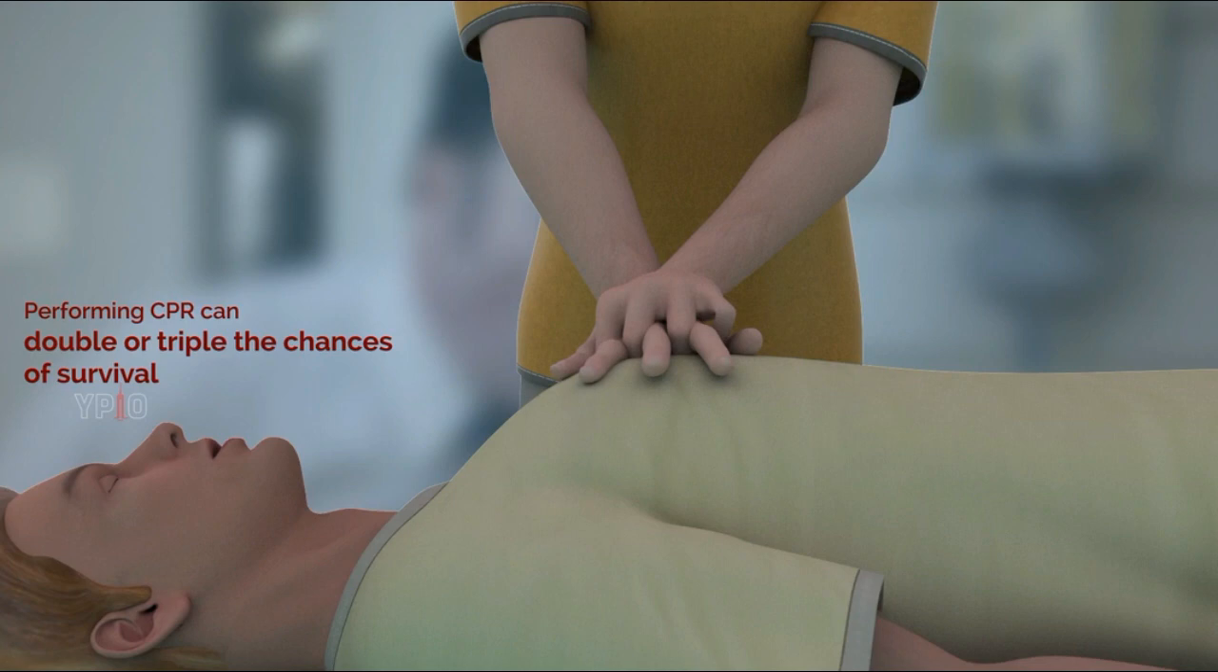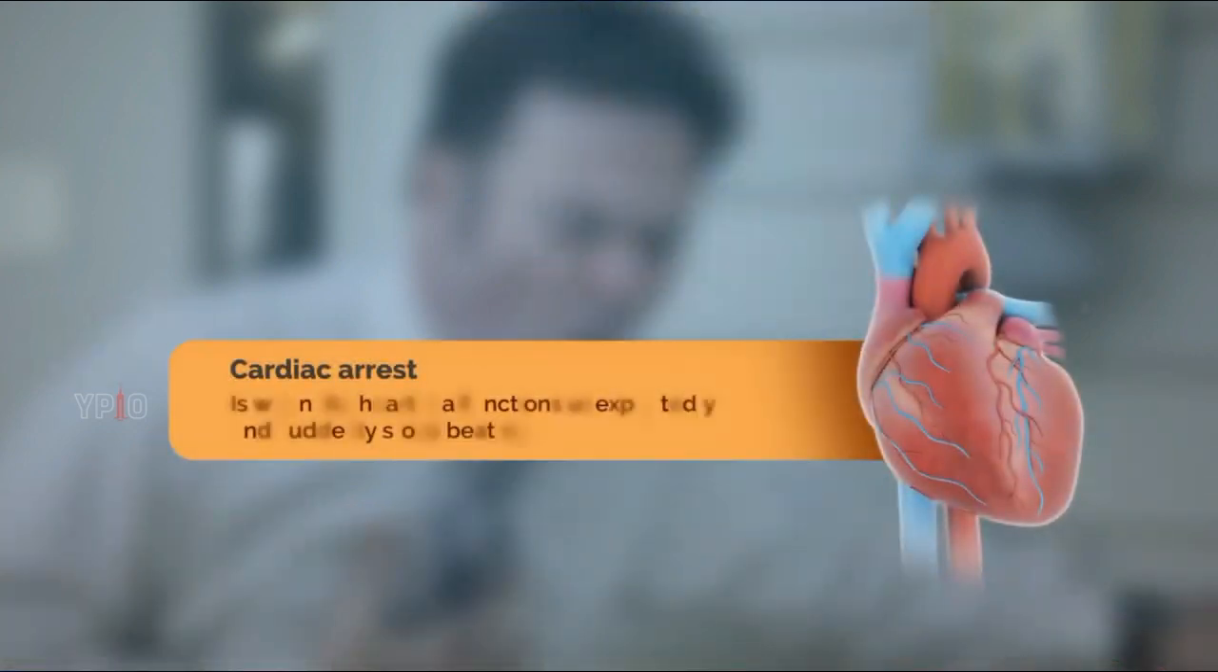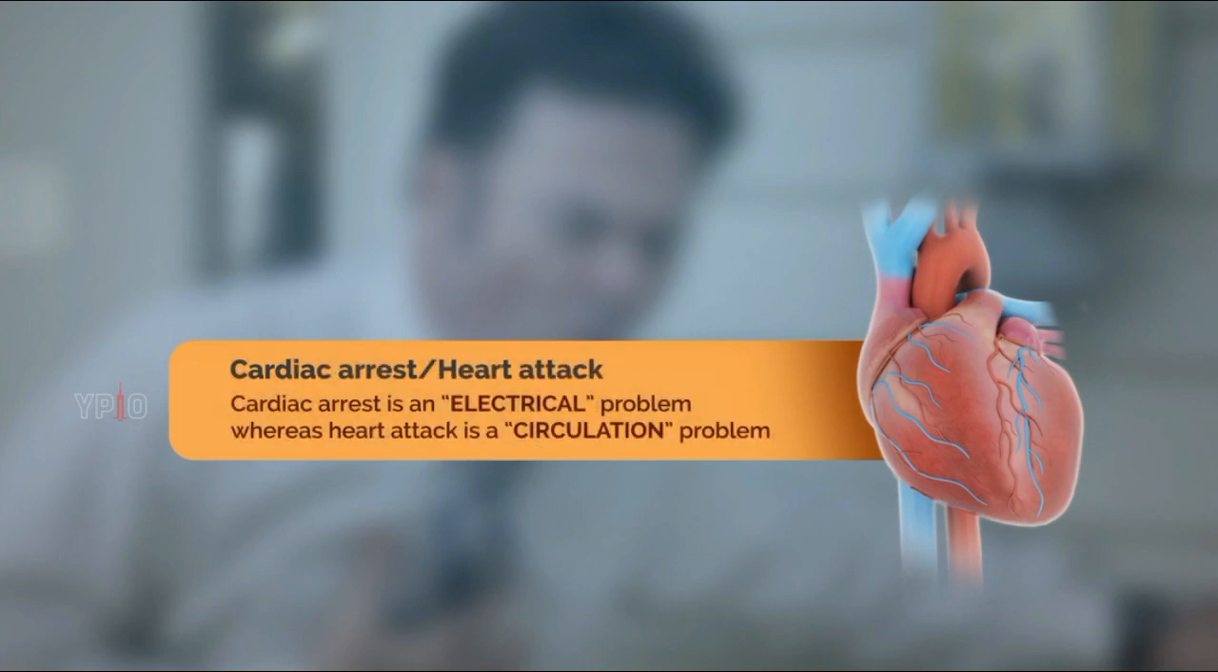Cardiac arrest, also referred to as sudden cardiac arrest, occurs when the heart malfunctions and abruptly stops beating. Cardiac arrest is considered an electrical problem, whereas a heart attack is a circulation problem.